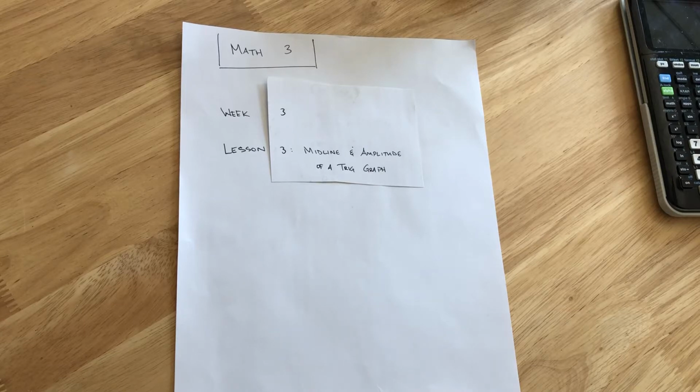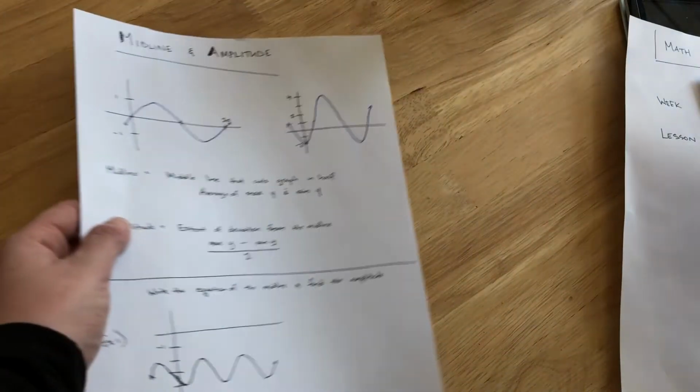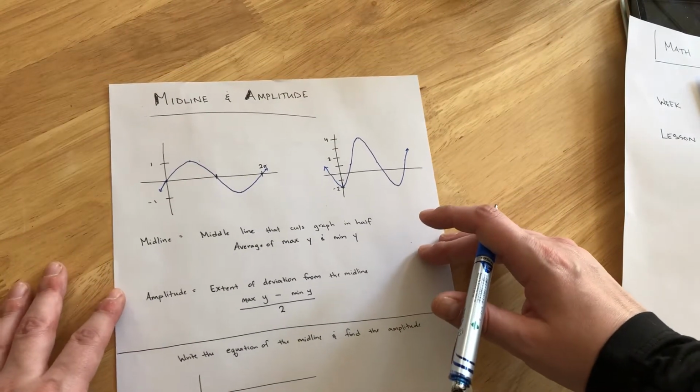This is your Math 3, Week 3, Lesson 3. And it's all about the midline and amplitude of a trig graph. So we've been working with a lot of trigonometry. We've been using the unit circle.